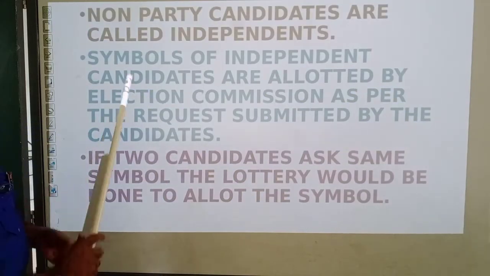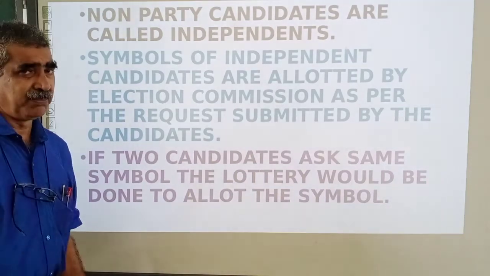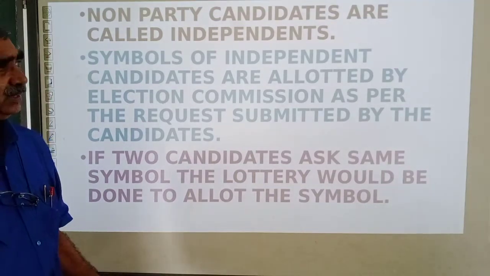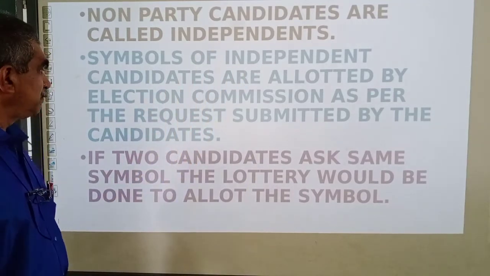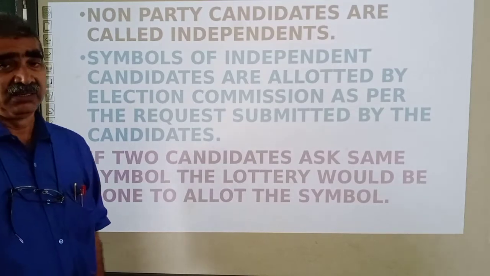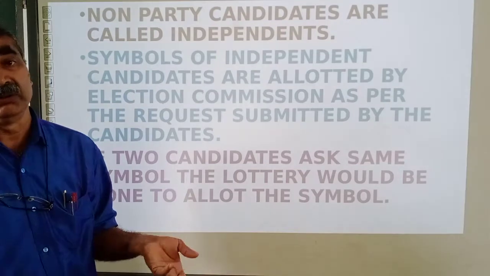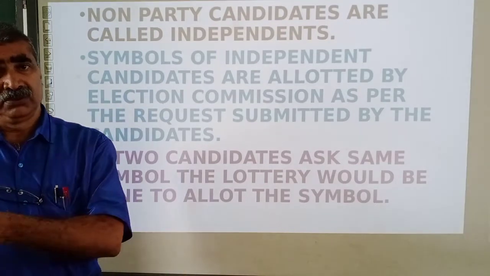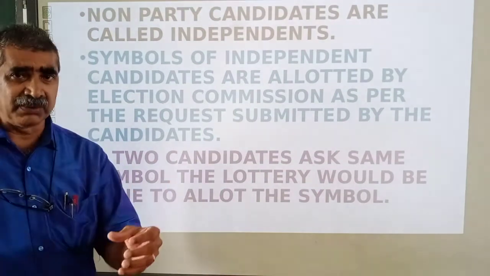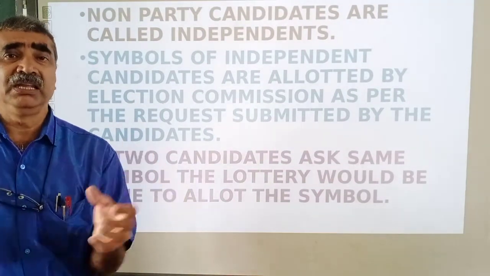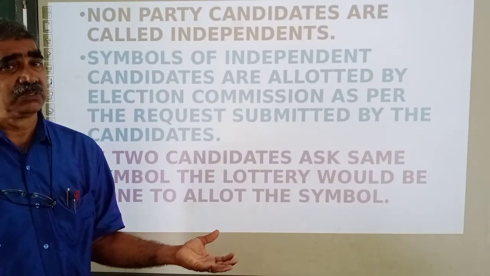Now, non-party candidates are called independents. If I am not a party member, I am independent. The symbols of independent candidates are allotted by the Election Commission as per the request submitted by the candidates. Now, I have submitted a request: I want the TV as my symbol. I was an independent candidate. Another fellow, Mr. Dandraj, also wanted to stand as a candidate. He also put up a nomination paper, and he also wanted a TV as a symbol. Both of us are demanding the same.